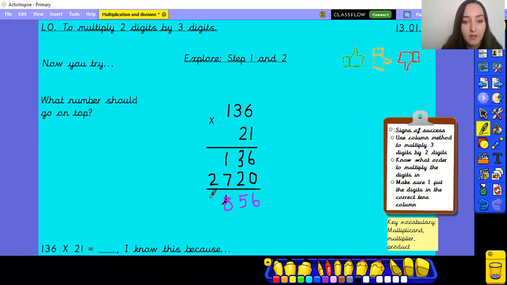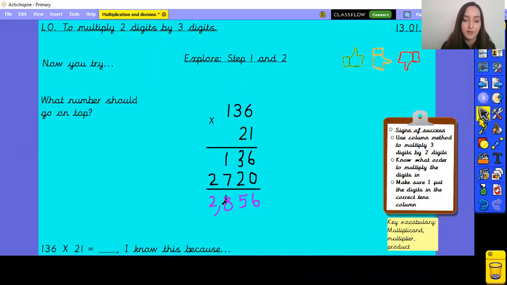And 2 add nothing is 2. So our product is 2,856. So well done if you got that correct. And if you didn't, you need to have a look at what I've done here and work out where you made your mistake and have another go if you think you know what you did wrong.